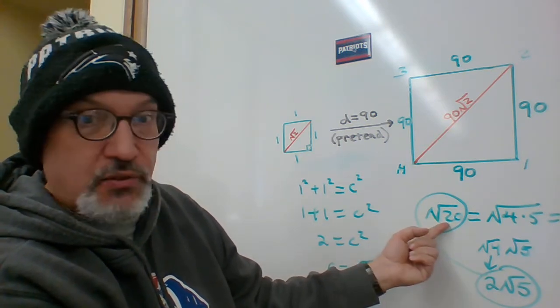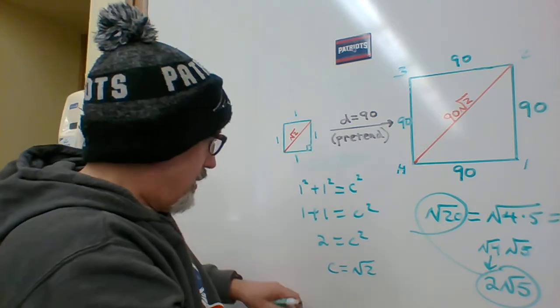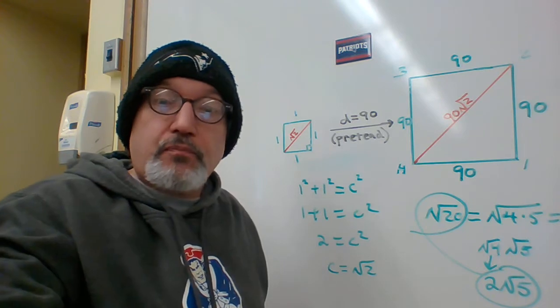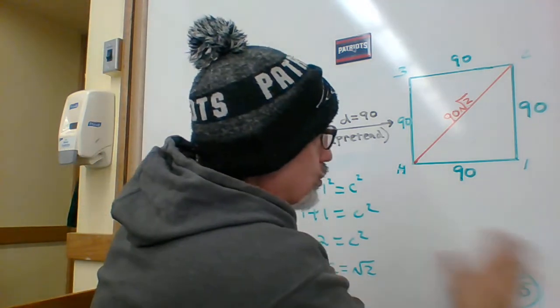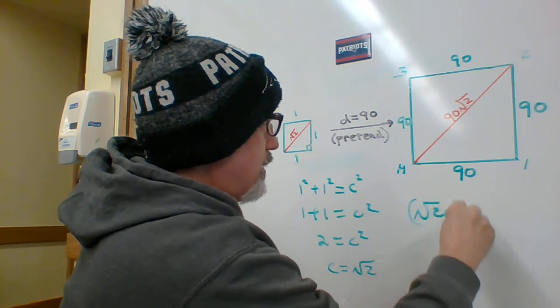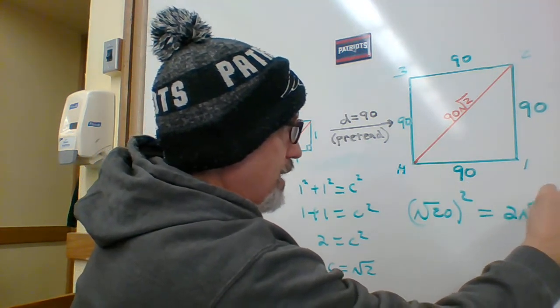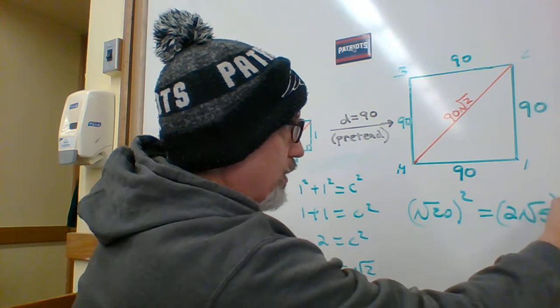But it's exactly the same as the square root of 20. And the reason for that is we can demonstrate that by squaring each of them. If we take the square root of 20 and square it, and then take 2 times the square root of 5 and square that.